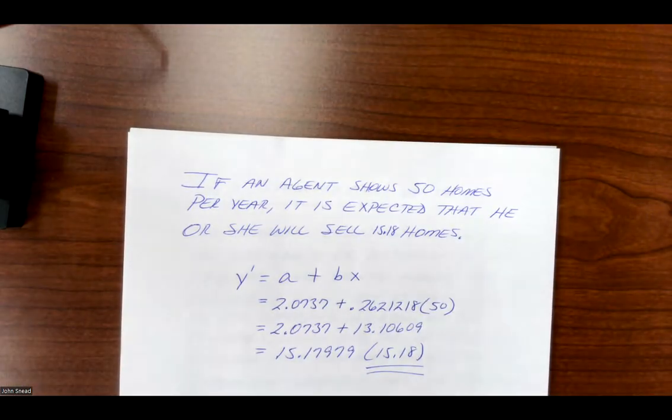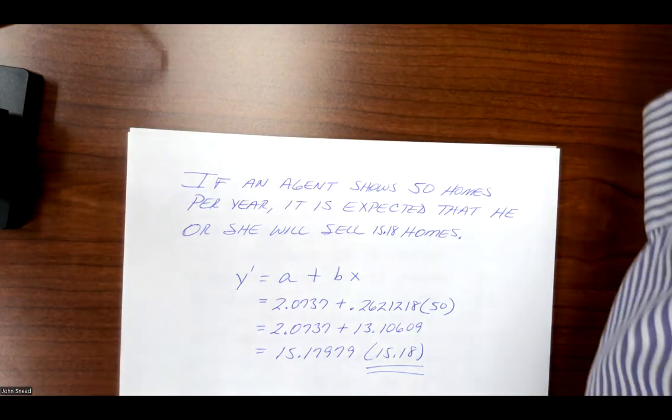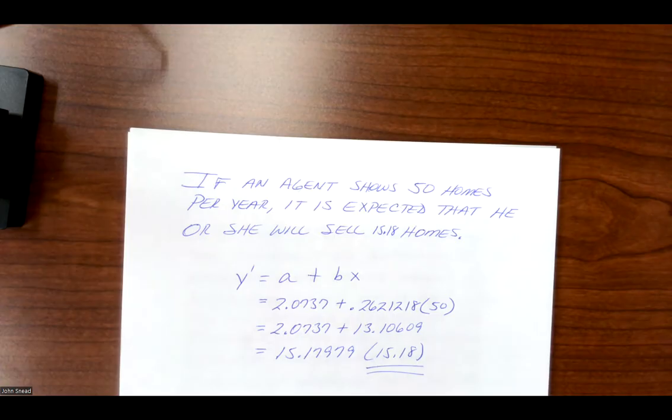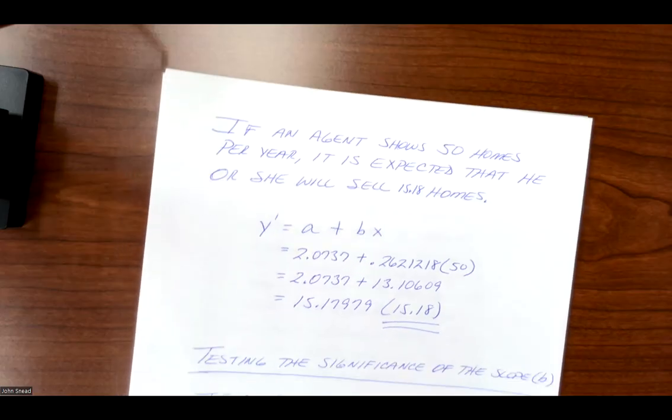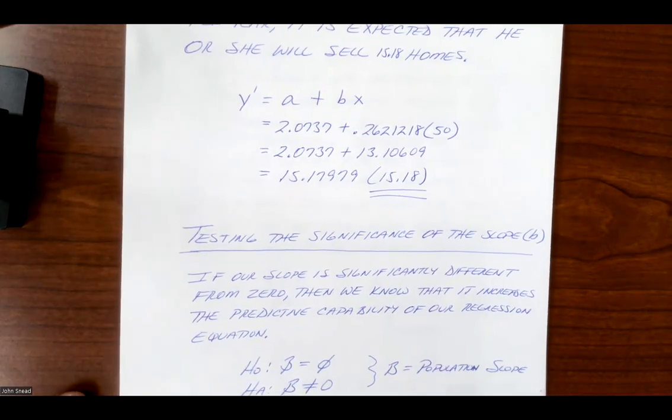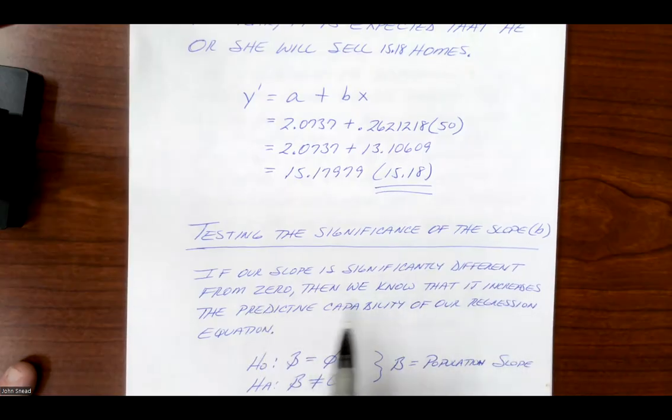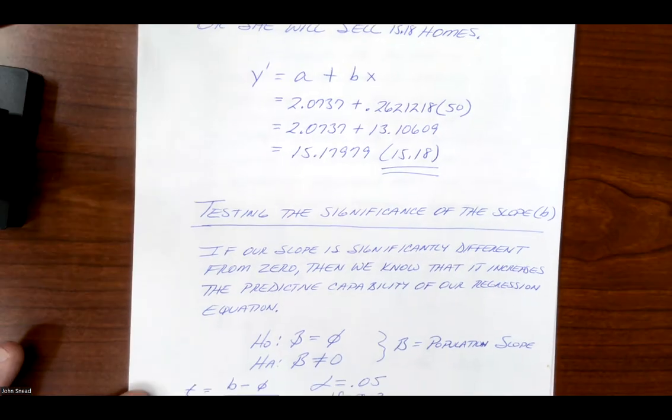We've covered how to calculate the intercept and the slope. We understand why we're engaging in regression. Now, one thing that you want to look at when you're doing your regression is you want to make sure to test for the significance of the slope. In this particular case, our slope was 0.2621218. Okay, that was our calculated slope. If our slope is significantly different from 0, then we know that it increases the predictive capability of the regression equation. But you have to test for this.